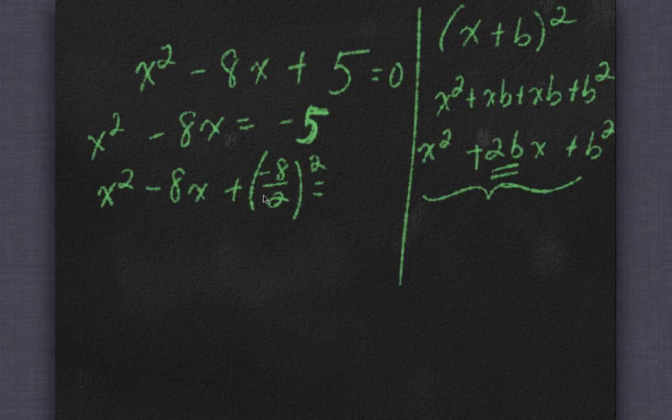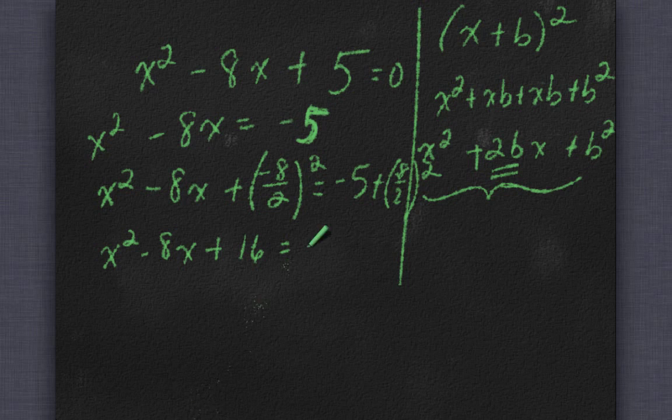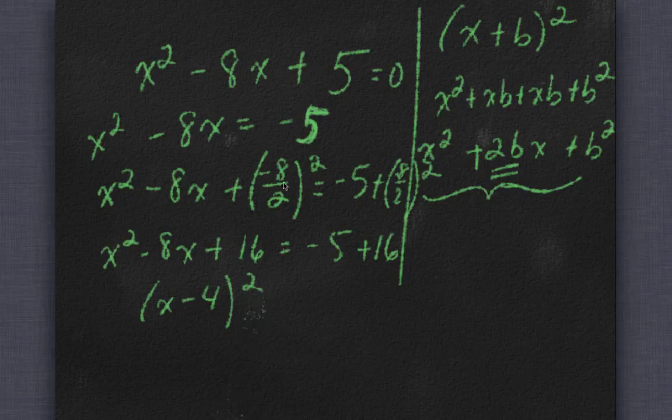Okay, so if negative 8 over 2 is b, then negative 8 is 2b. Right? But I can't go around randomly adding stuff, so I've got to add it over here also. So now I've got x squared minus 8x plus 16 equals minus 5 plus 16. And what I made this is x minus 8 over 2 squared. That's what I built it to be. That's what I was doing by adding that 4 squared.